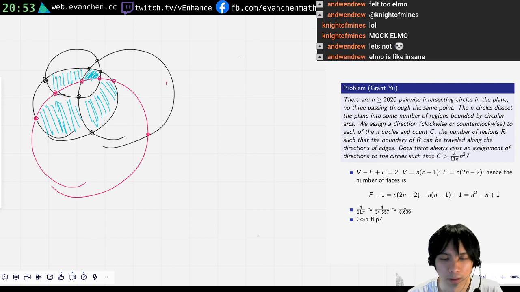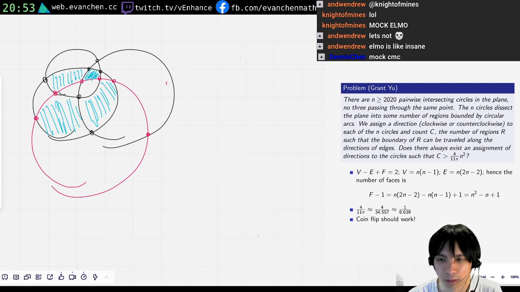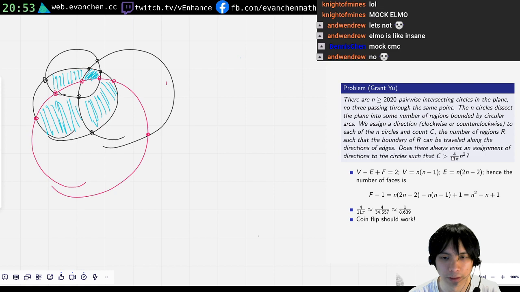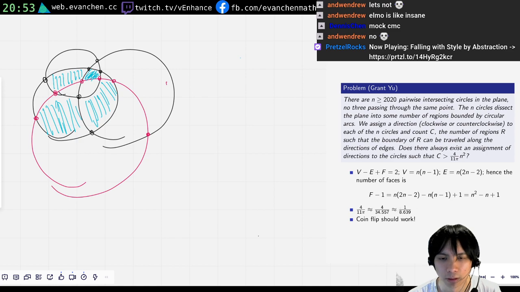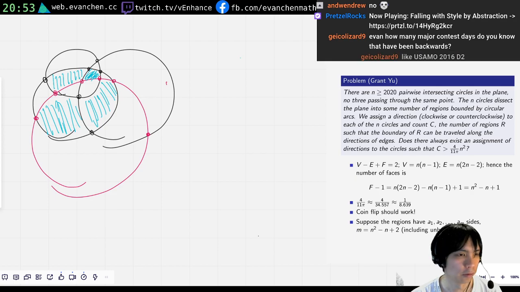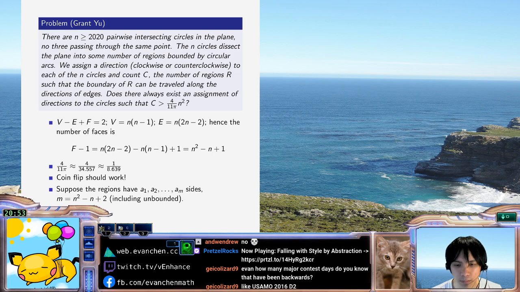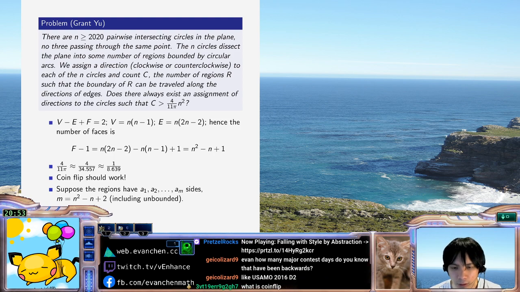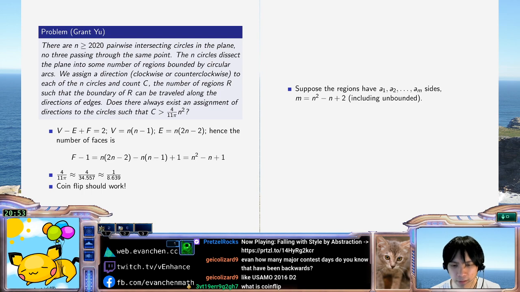And the reason is that, suppose the regions have A1, A2, up to AM sides, where M equals n squared minus n plus 1. Well, let me go up to 2. Whatever. We can drop one region, including the unbounded one. I honestly should switch to Zethro mode for this. I don't need the picture anymore. I thought I was doing geo, but I'm not. So suppose the regions have A1 through AM sides, then the expected number of good regions, the ones that work out.